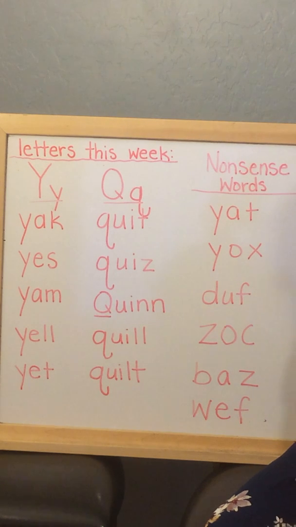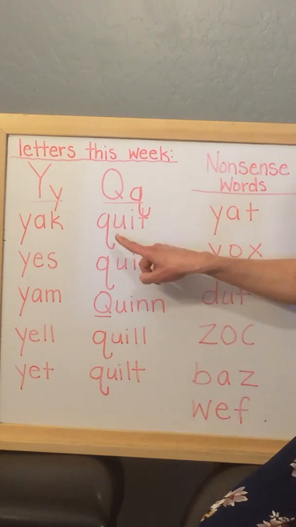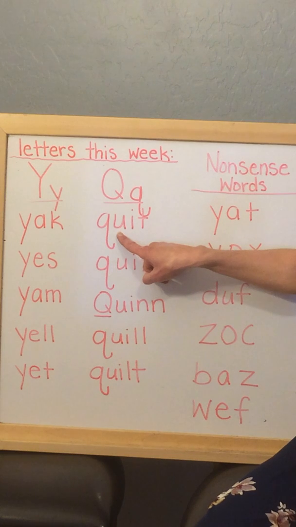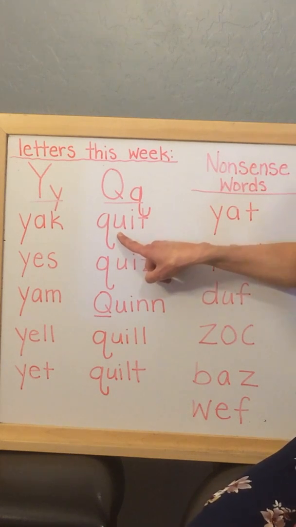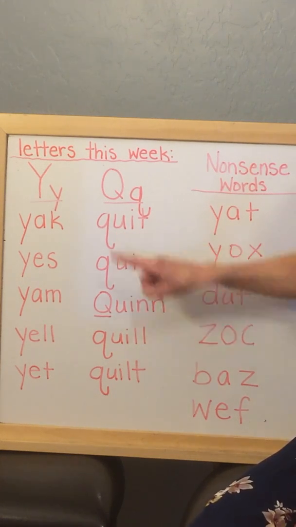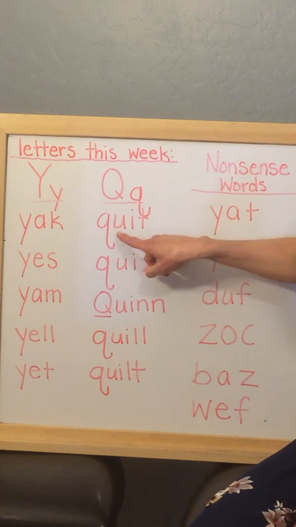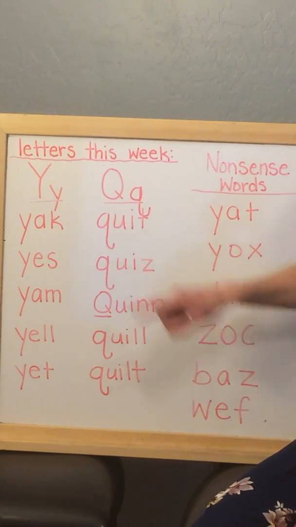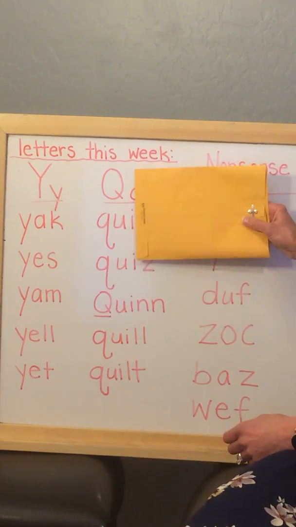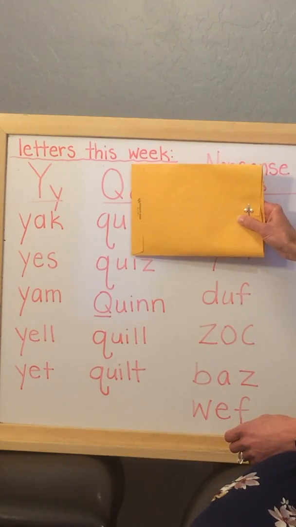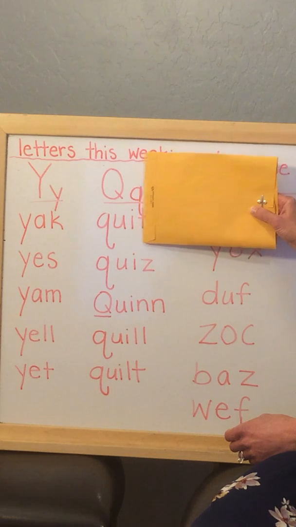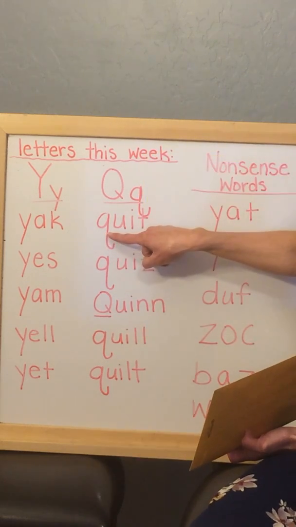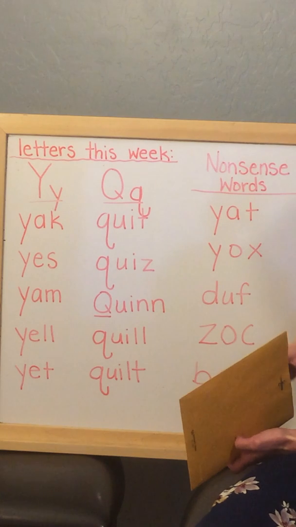Now, Q is a very special letter because Q always has a buddy. Always, always, always has his buddy U. You will not find a Q word that is without Q's buddy U. So the two are always together to make that qu sound. So there's that qu sound, quit. And the whole word is quit.